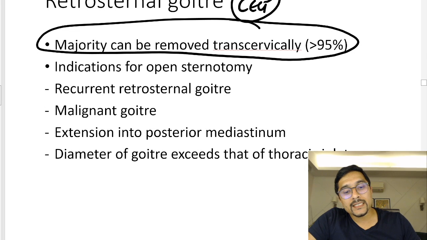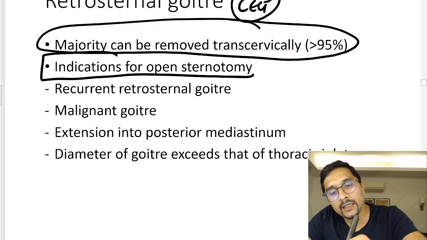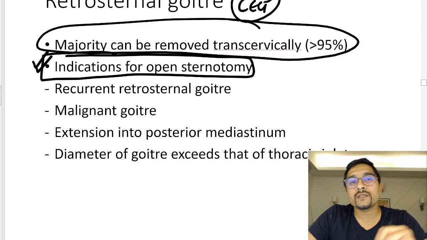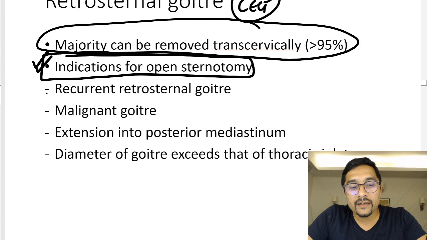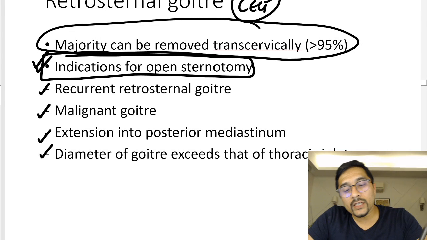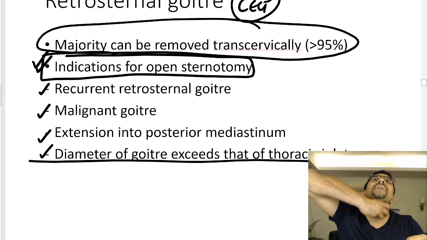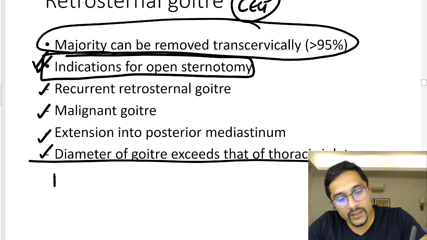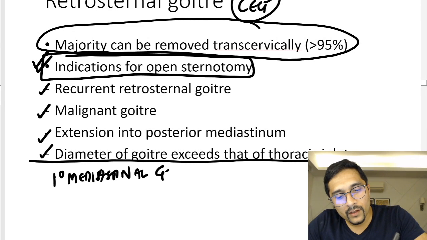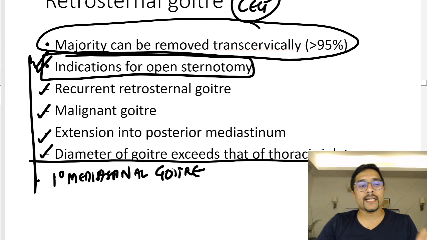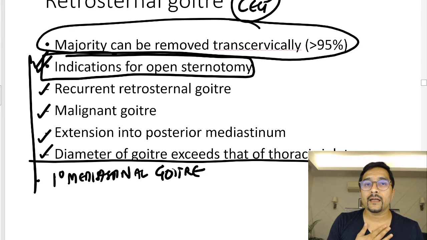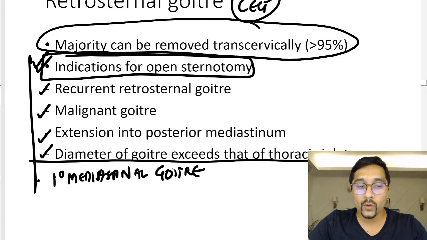But there are certain indications when we need to carry out sternotomy in these patients. What are those indications when we need to do sternotomy? When it is a recurrent retrosternal goiter, when it is a malignant goiter, when there's extension into posterior mediastinum, when the diameter of the goiter exceeds the thoracic inlet. Because if this is the case, then you will not be able to get it out through the neck. And also if it is a primary mediastinal goiter. So you should remember these indications. These are the indications when we have to carry out a sternotomy in a patient with retrosternal goiter.